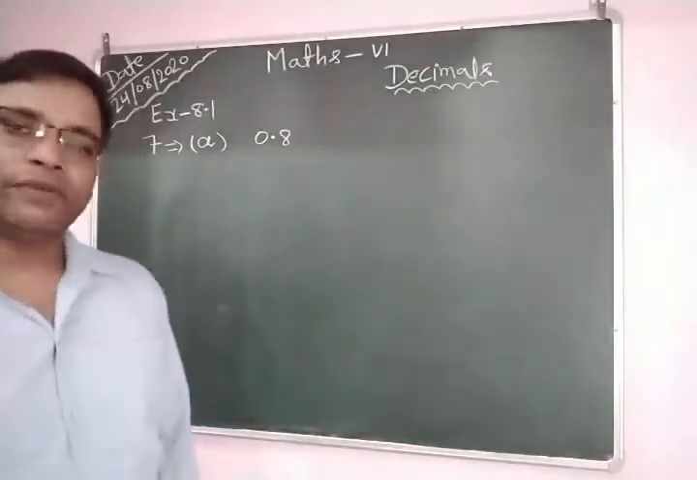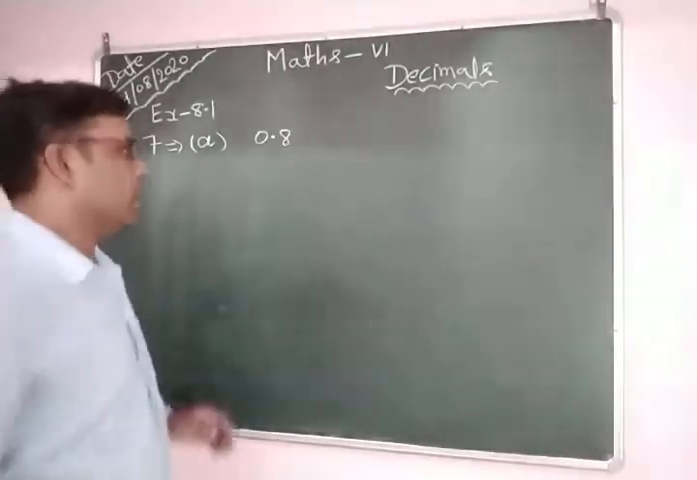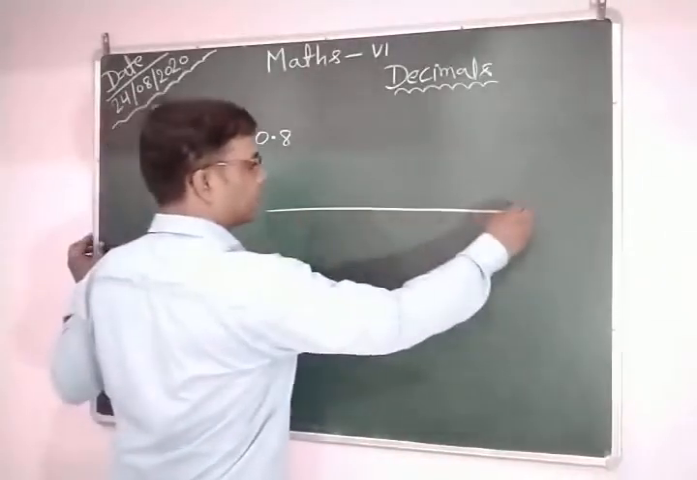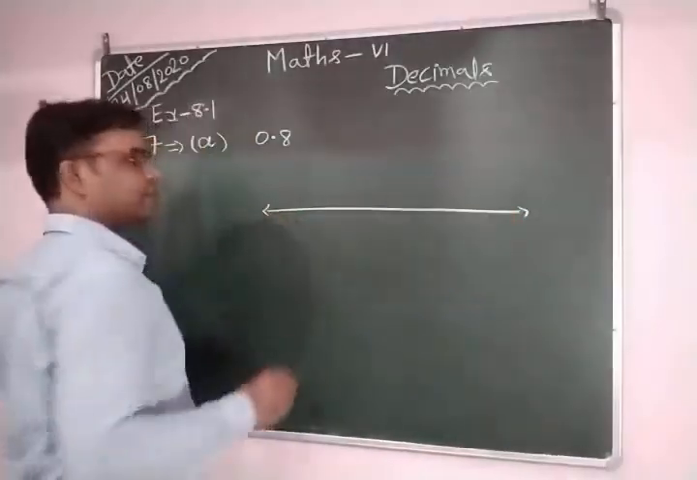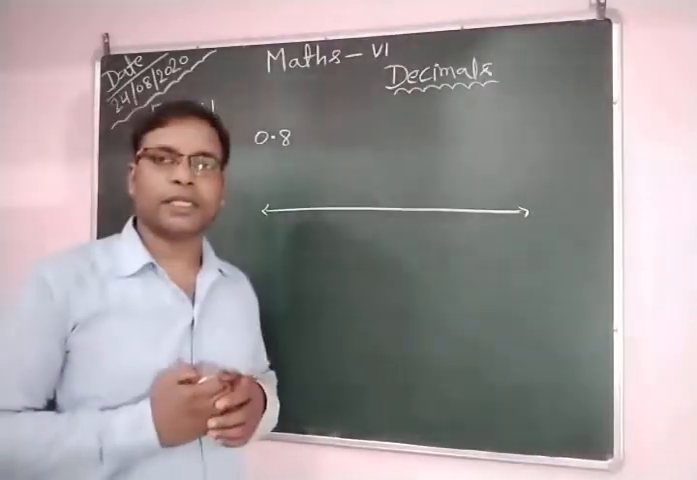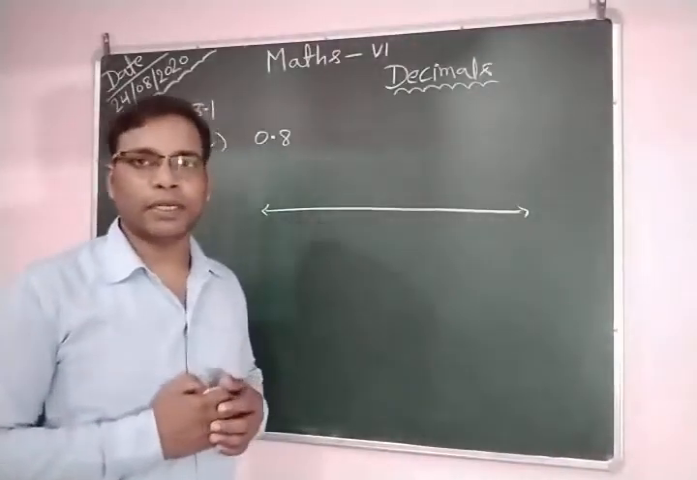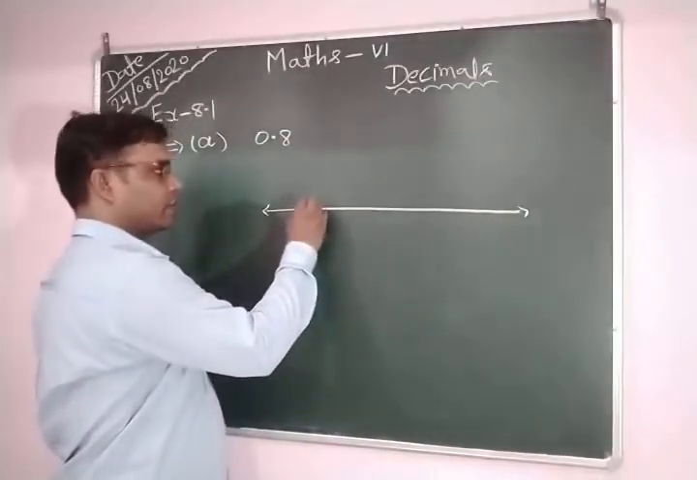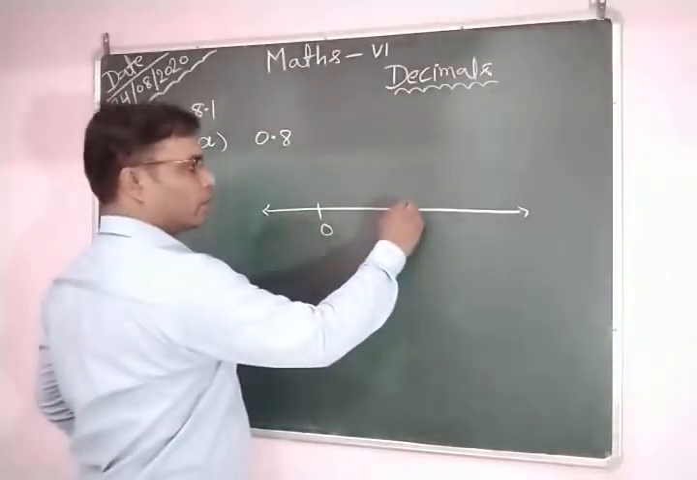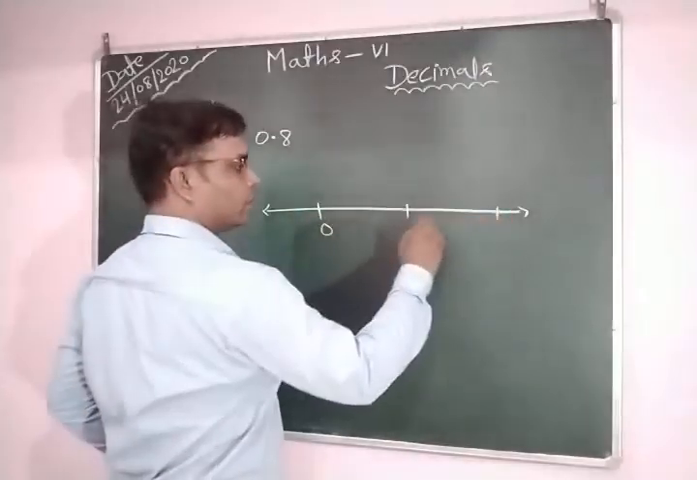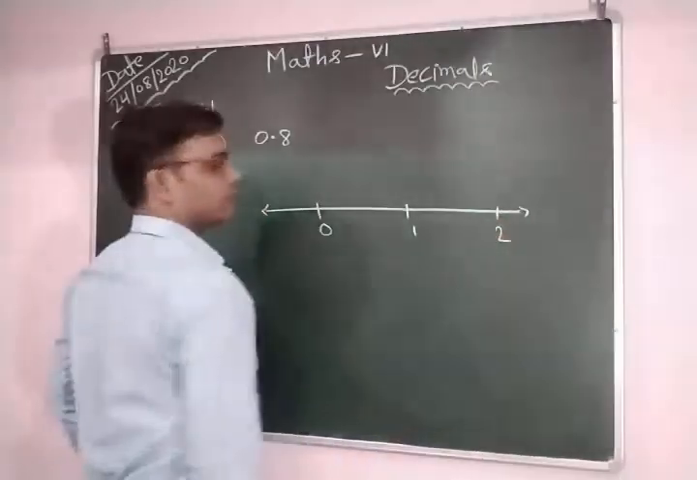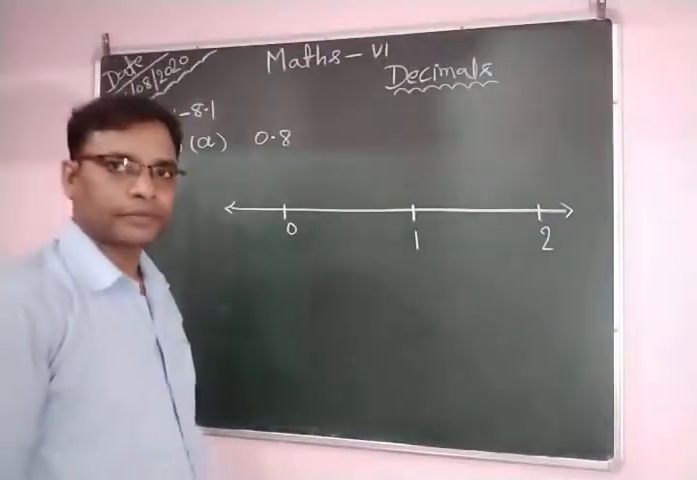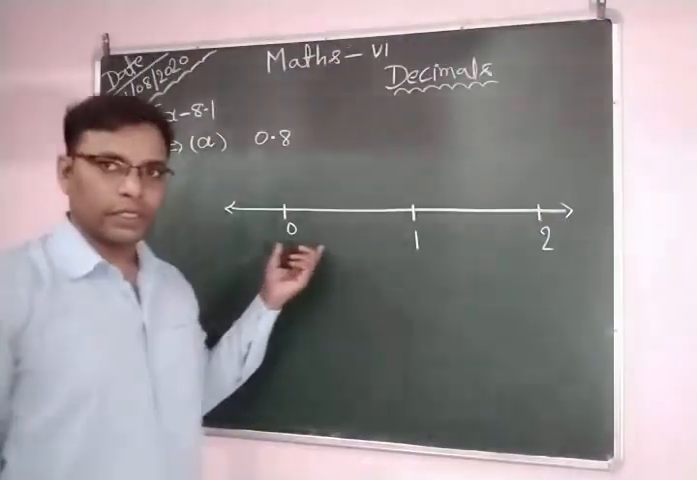For this we draw a number line, so like this. Okay, this is a line. When we represent numbers on this line, then it becomes a number line. So for this we take here 0, 1, 2. Okay, this is the tenth place. So this is the number line.